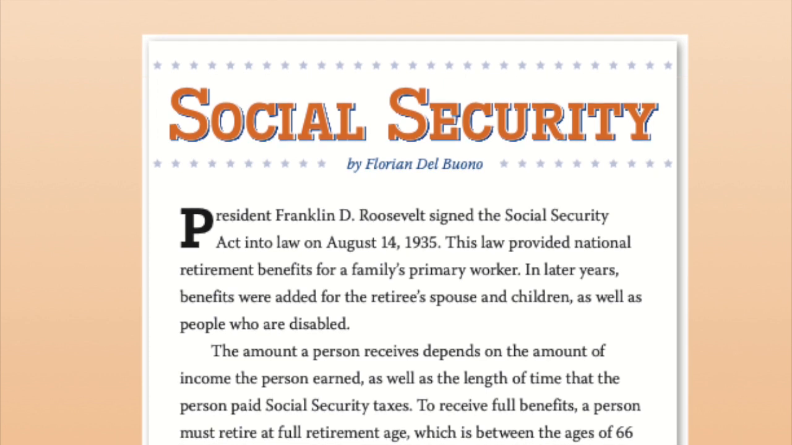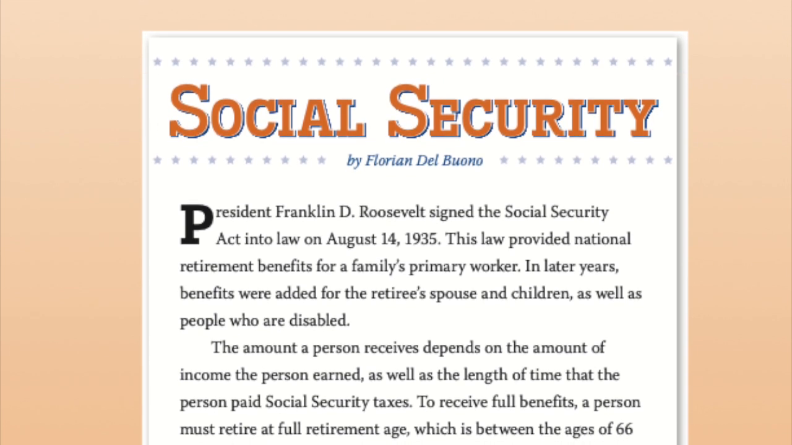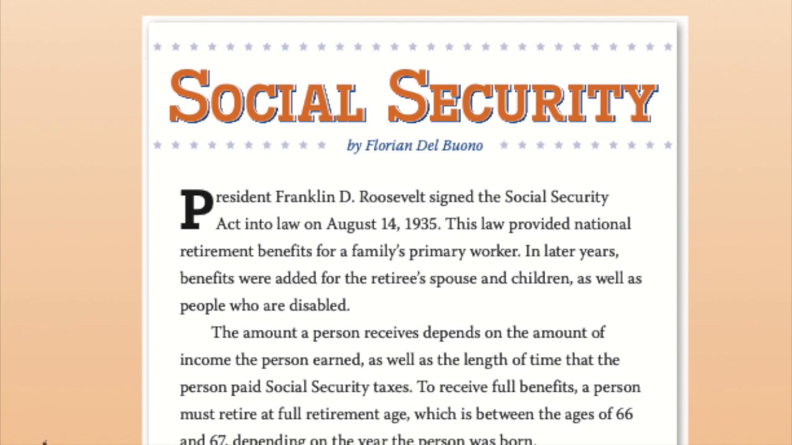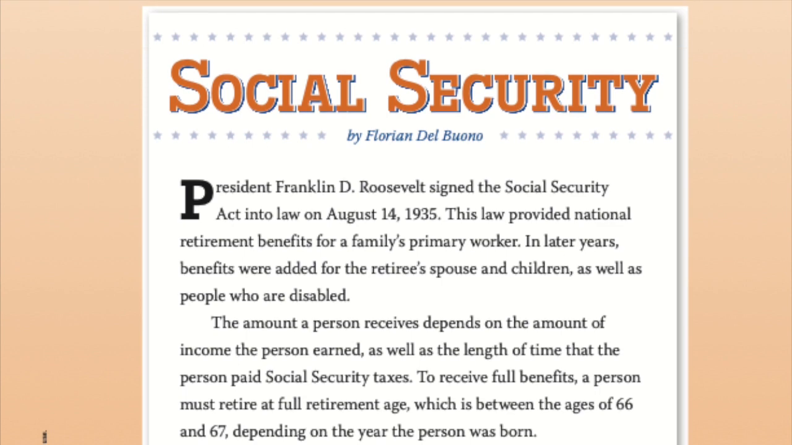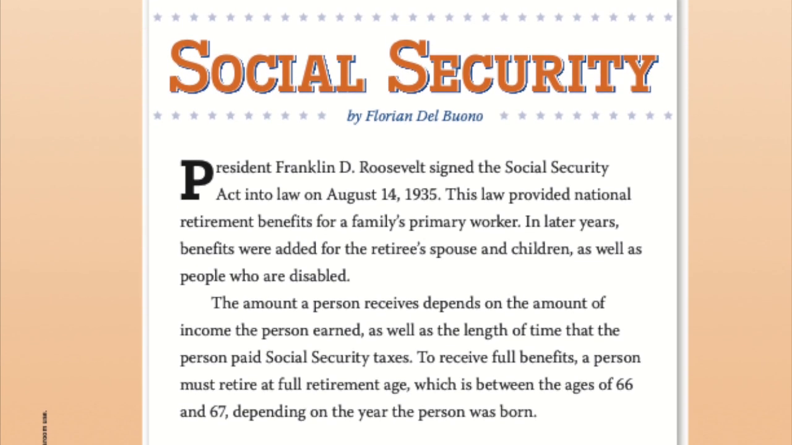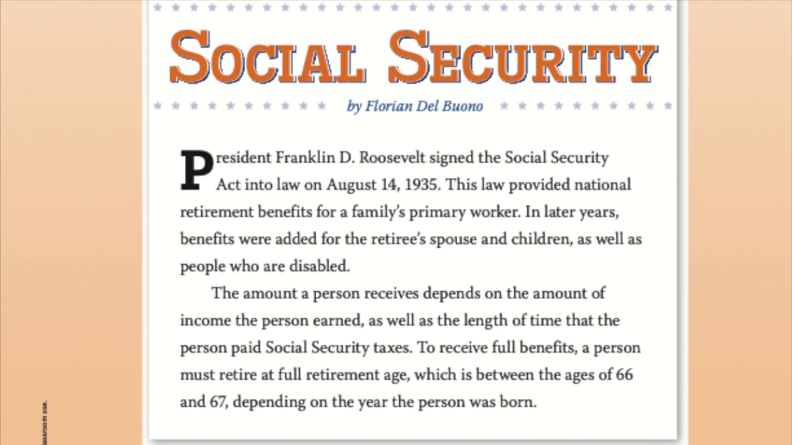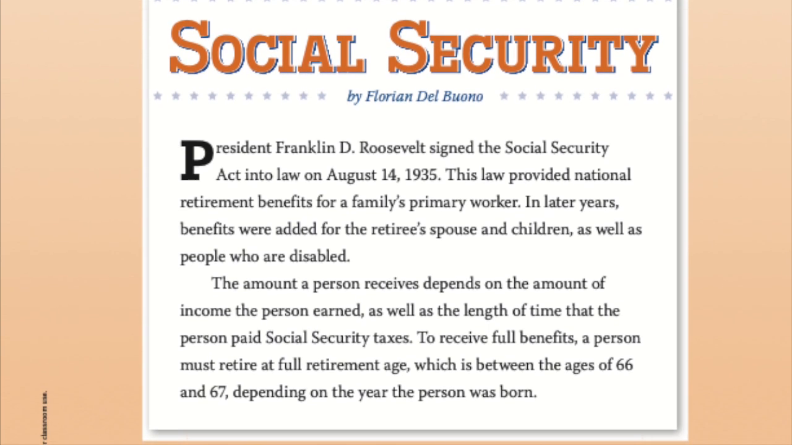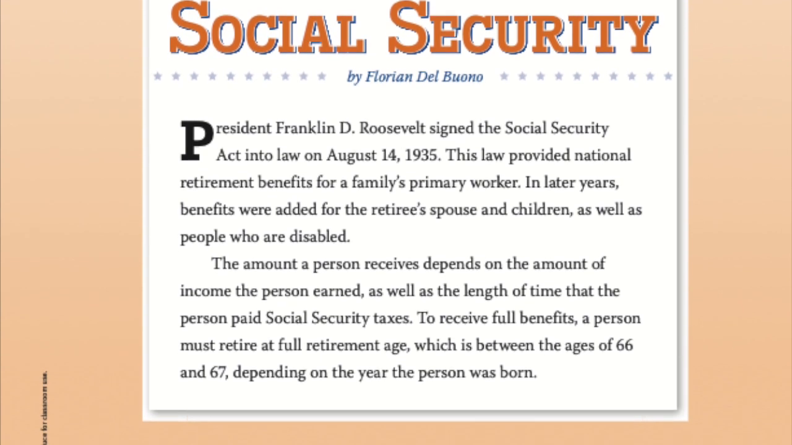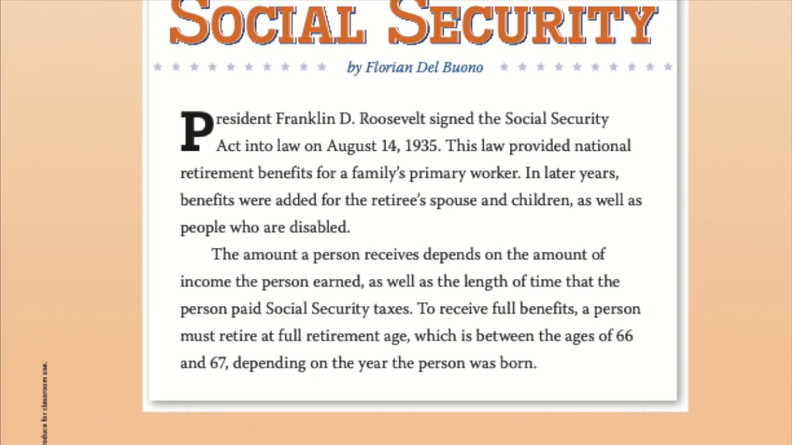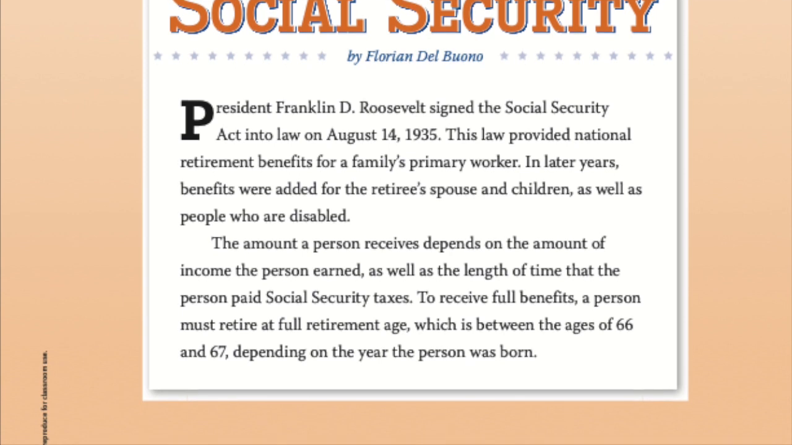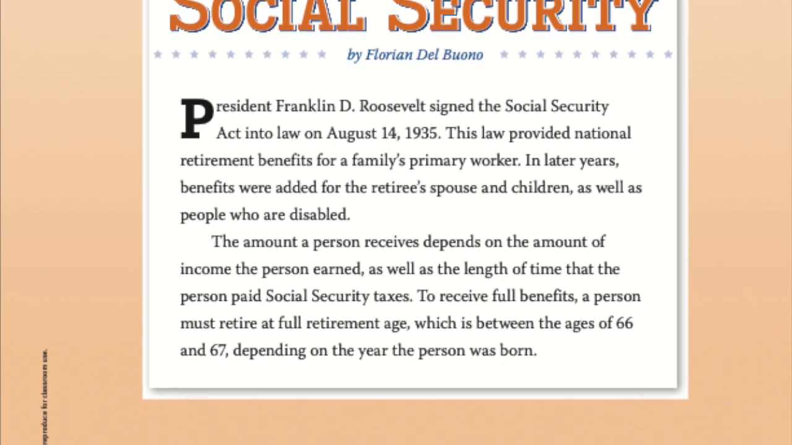President Franklin D. Roosevelt signed the Social Security Act into law on August 14, 1935. This law provided national retirement benefits for a family's primary worker. In later years, benefits were added for the retiree's spouse and children, as well as people who are disabled. The amount a person receives depends on the amount of income the person earned, as well as the length of time that the person paid Social Security taxes. To receive full benefits, a person must retire at full retirement age, which is between the age of 66 and 67, depending on the year the person was born.